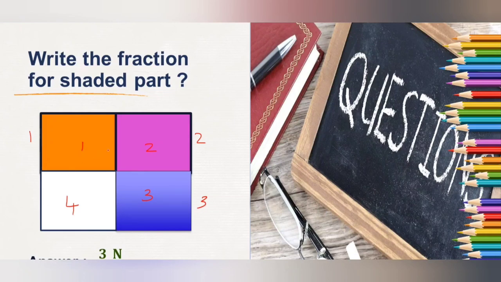And how many parts are considered? 3 parts are considered. Yes, so 3 will be the numerator. So, we will write it as 3/4. Out of 4 parts, 3 parts are considered.